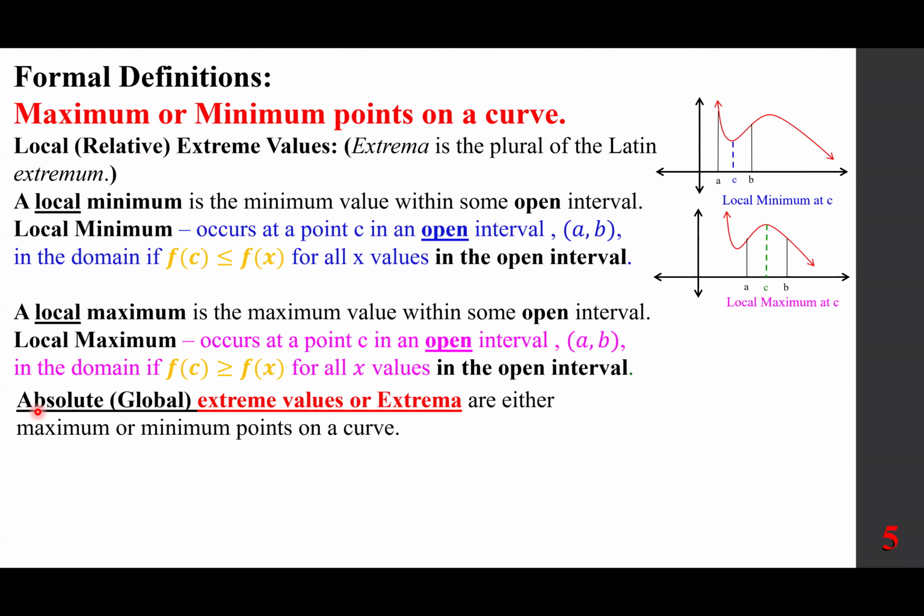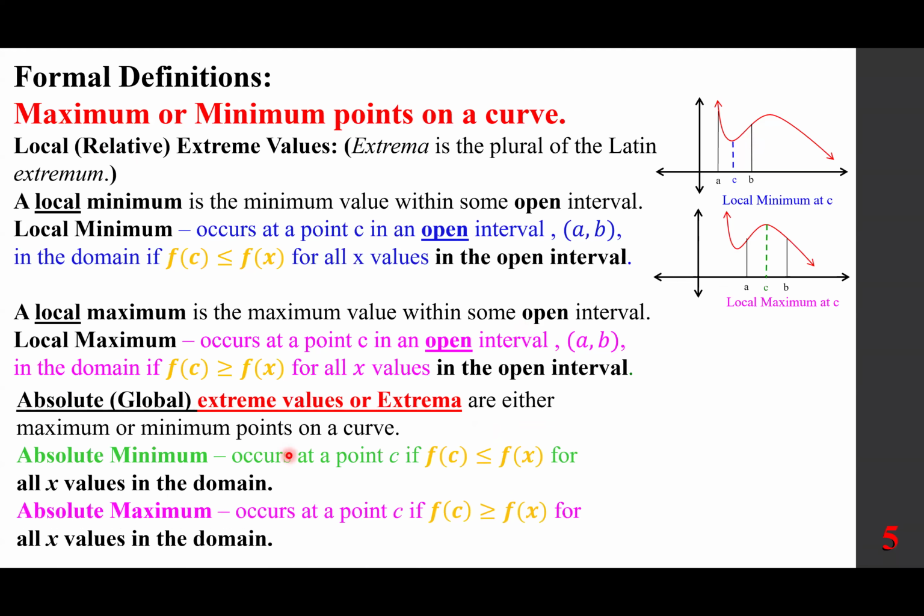On the other hand, absolute, also known as global, extreme values or extrema, are either maximum or minimum points on a curve. Absolute minimum occurs at the point c if f of c is less than or equal to f of x for all, and that's the key, for all x values in the domain. Absolute maximum occurs at the point c if f of c is larger than or equal to f of x for all x values in the domain.